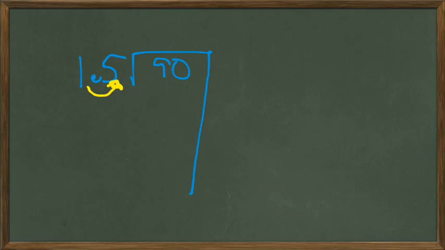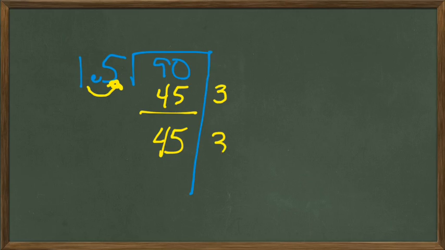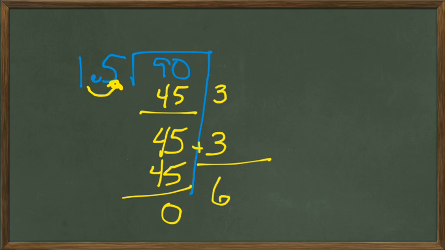Well, it has to go in there at least 2 or 3 times, so I'm just going to say 3. 3 times 15 is 45. Now I do my subtraction. 90 minus 45 is 45. Okay, so I'm left with 45. Well, if 15 times 3 is 45, I'll do that again. So another 45 right there. We come out with 0. So that's perfect. Now this was multiplied by 3 twice. So I have 3 and 3. I add these two things together. 3 plus 3 is 6.